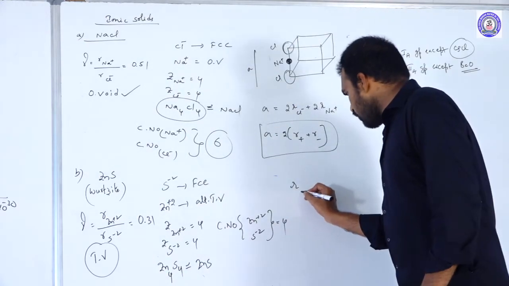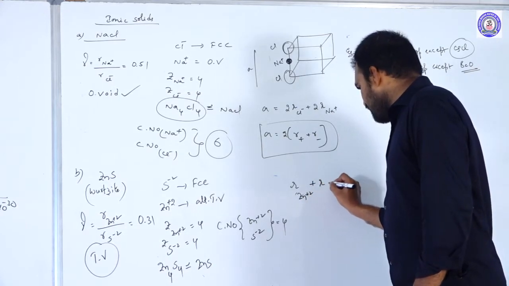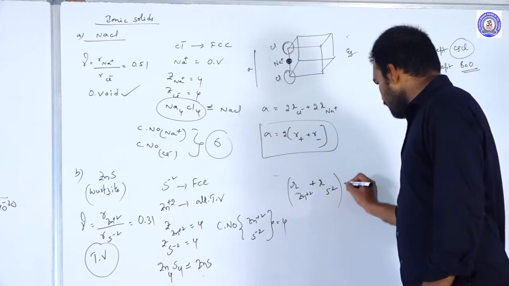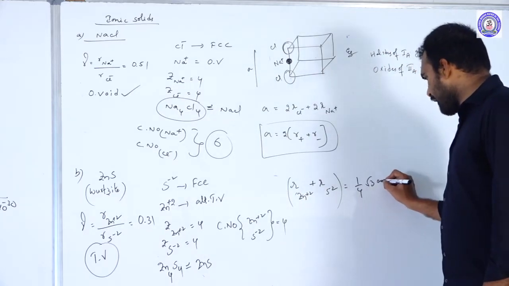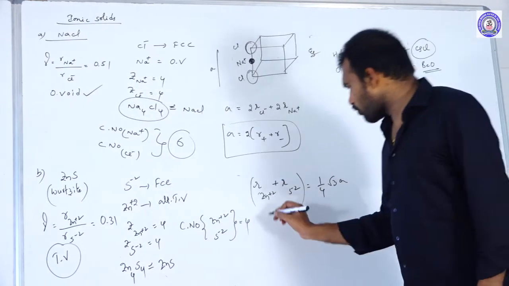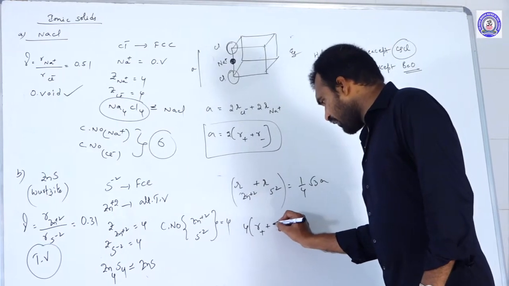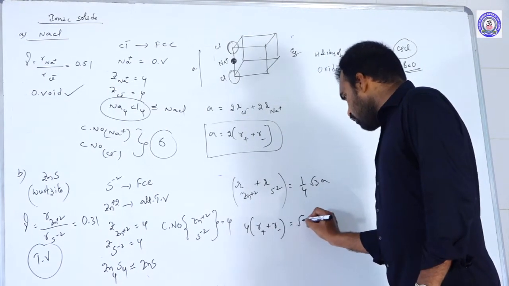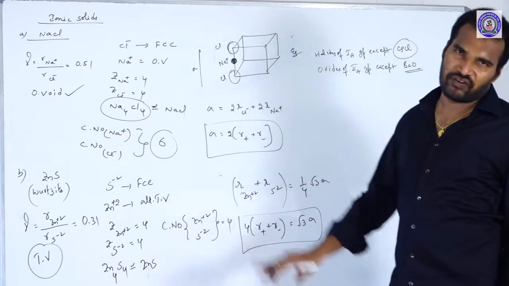Already we discussed: the distance between the corner and the tetrahedral void is always 1/4 of the body diagonal. So the sum of the radius of Zn plus 2 and the radius of S minus 2 is always equal to 1/4 of the body diagonal. That is why you bring 4 to this side. So 4 times the radius of cation plus anion is equal to √3a. This formula we will use for zinc sulfide.